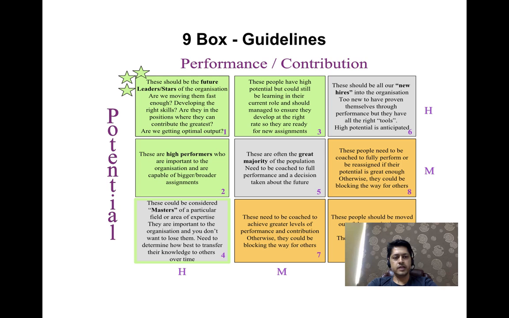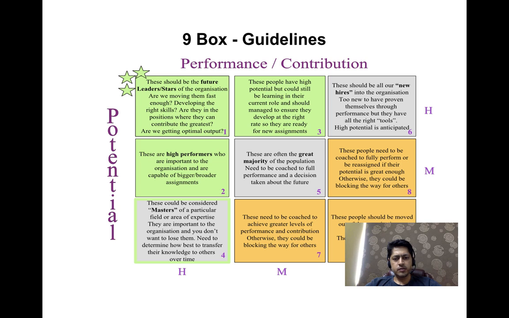But when it comes to potential, potential is a very different gamut, and there are several factors which come into the potential of an individual. What this grid helps you do is identify the performance and potential of the individuals in your team, and map them into various buckets on a scale of high, medium, and low. As you will notice, there are nine boxes here, and that is why it is called nine box. It is graded on two scales: the y-axis is the potential, and the x-axis is performance, which is also your contribution.